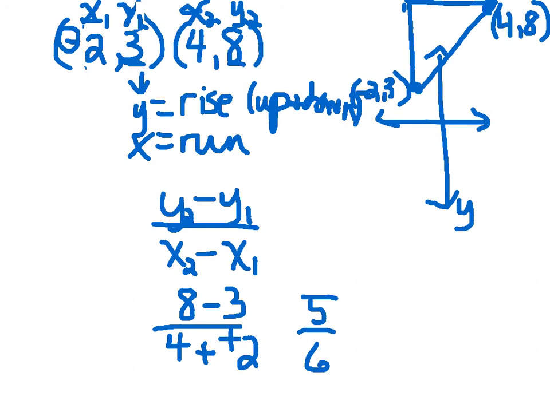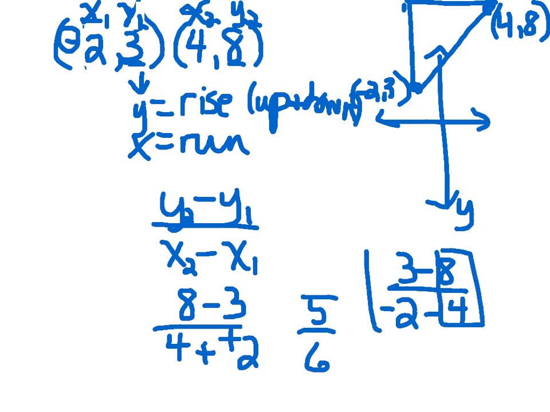This works no matter what order. That's why I say it's y minus y over x minus x. If I said 3 minus 8, I would get the same answer as long as I put the negative 2 over the 4. These have to be the same ordered pair, and these have to be the same ordered pair. This would give me 5 over negative 6, negative 5 over negative 6, which is also 5/6.